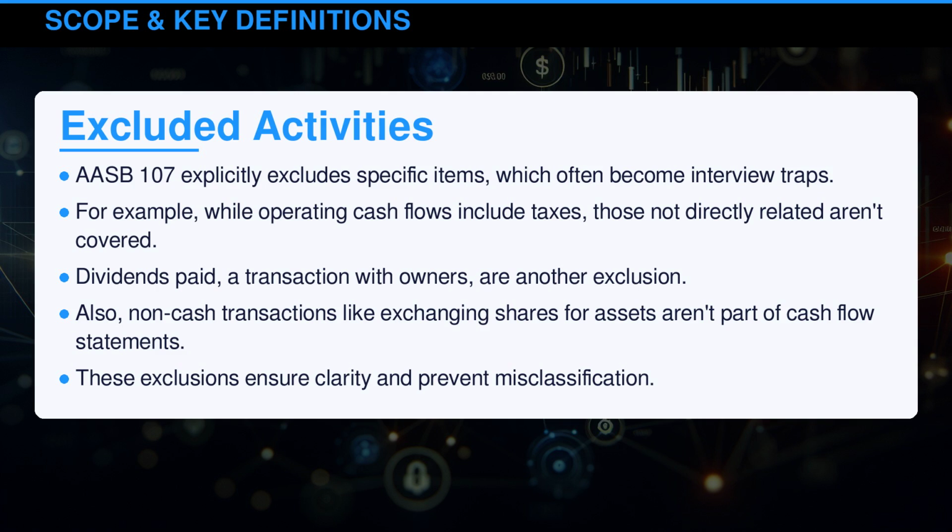AASB 107 explicitly excludes specific items, which often become interview traps. For example, while operating cash flows include taxes, those not directly related aren't covered. Dividends paid, a transaction with owners, are another exclusion. Also, non-cash transactions like exchanging shares for assets aren't part of cash flow statements. These exclusions ensure clarity and prevent misclassification.